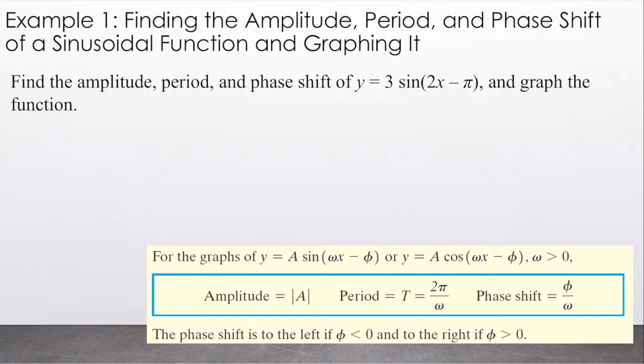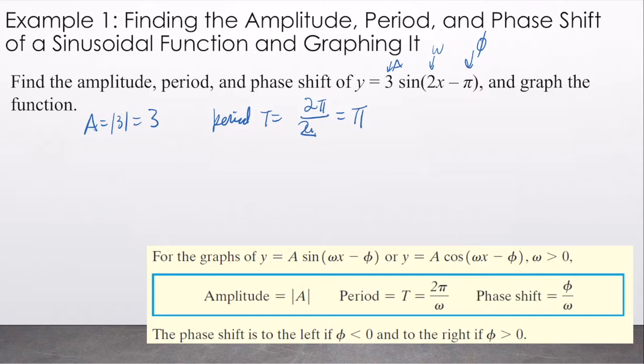So I have y equals 3, that's our a, sine of 2x minus pi. So that means 2 is our omega, and pi is our phi. Our amplitude is the absolute value of 3, which is 3. Our period is T equals 2 pi over our omega, which is 2. So our period is pi. That means our function repeats itself every pi.